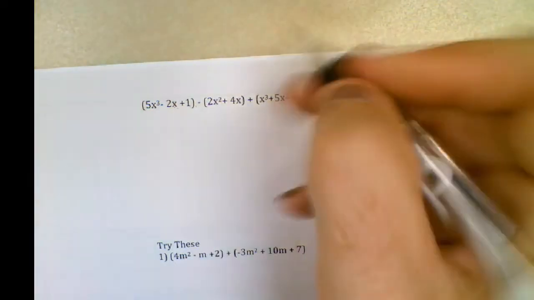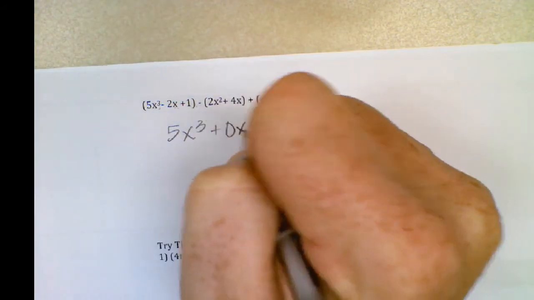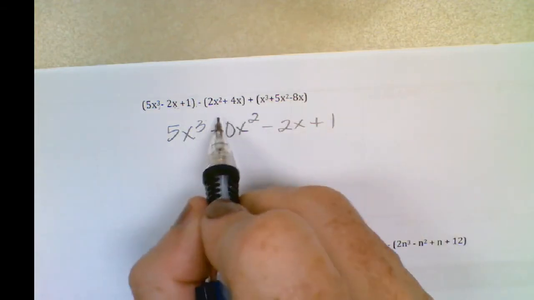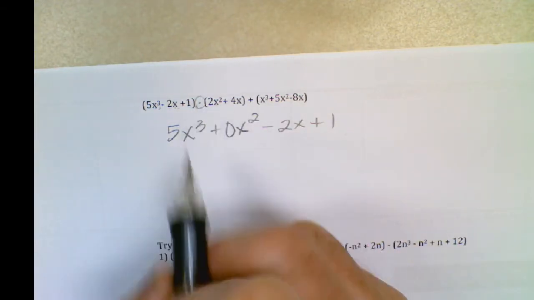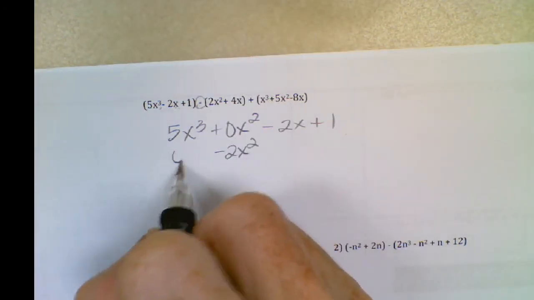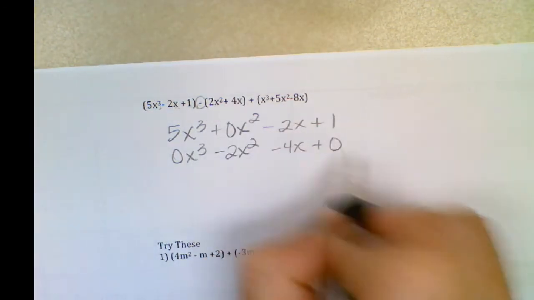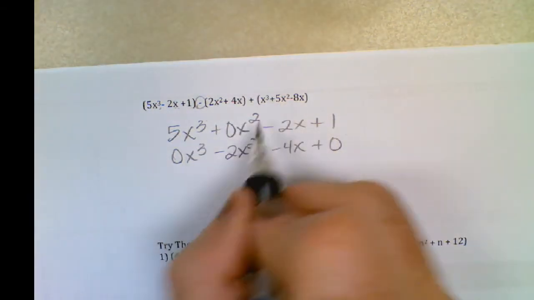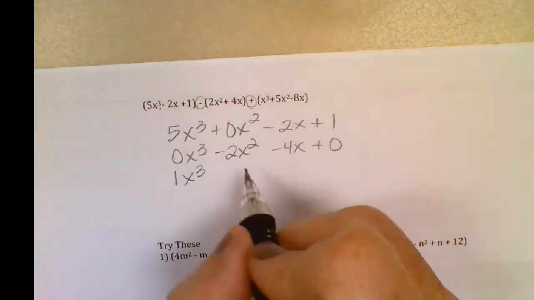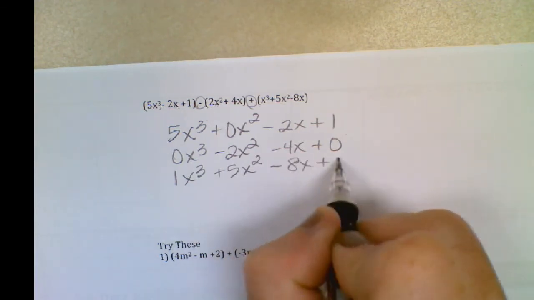So I'm just going to make a space for everything. So I'm going to bring this first one down. I've got 5x cubed. I don't have any x squareds. So I'm just going to make a space for it, minus 2x plus 1. This I know I need to flip because of that subtraction. I need to flip those signs. So I'm going to end up with negative 2x squared. I don't have any x cubes. And make that a negative 4x. And I don't have any constants. Then I have an x cubed. Now that is adding that polynomial. So that's like a 1 plus 5x squared minus 8x plus 0.